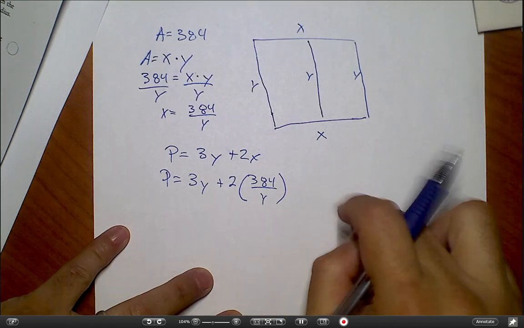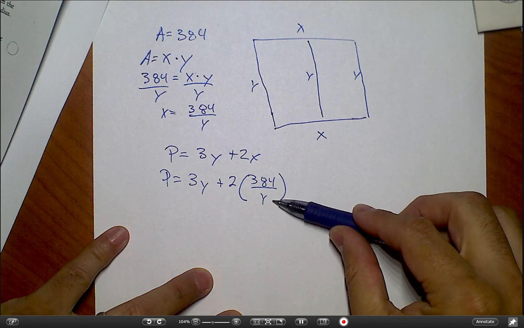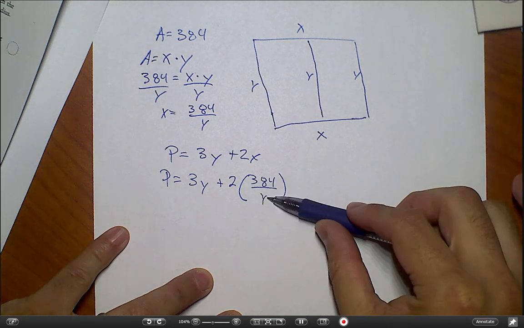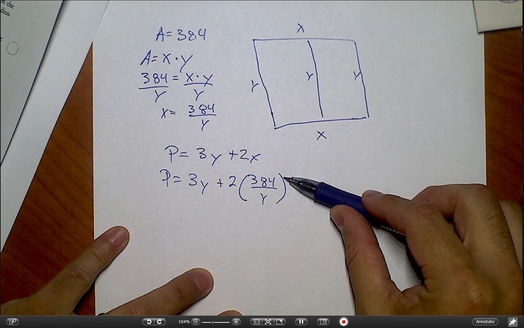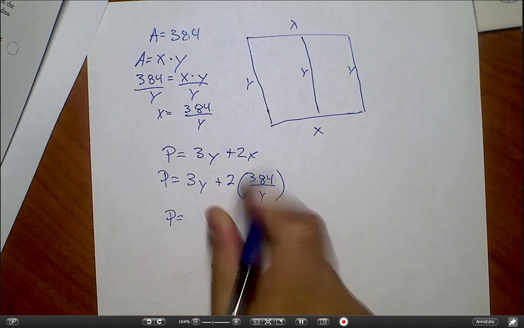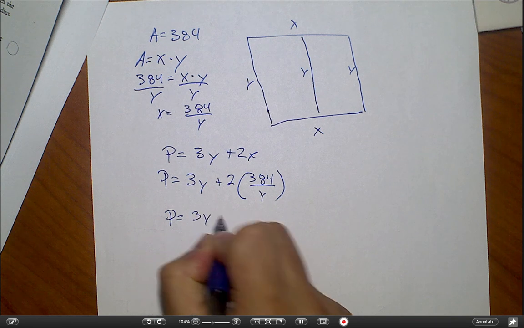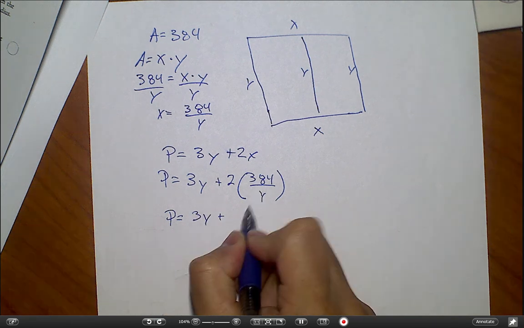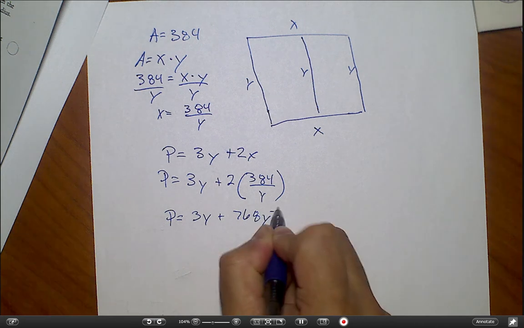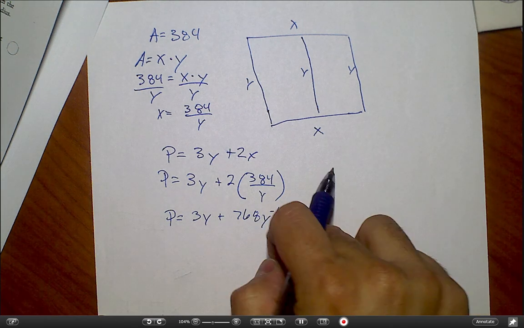Now that I have that, let's do a little bit of math. From right here, I'm going to move this up, so I'm going to have a negative exponent here. So p is equal to this times this, which is going to give me 3y plus what? 768 y to the negative 1, right? Say yes. Okay, good. So now that I have that set up.